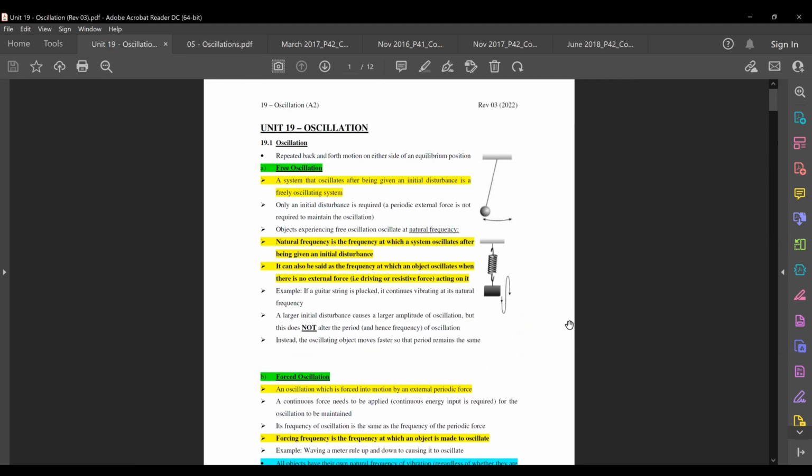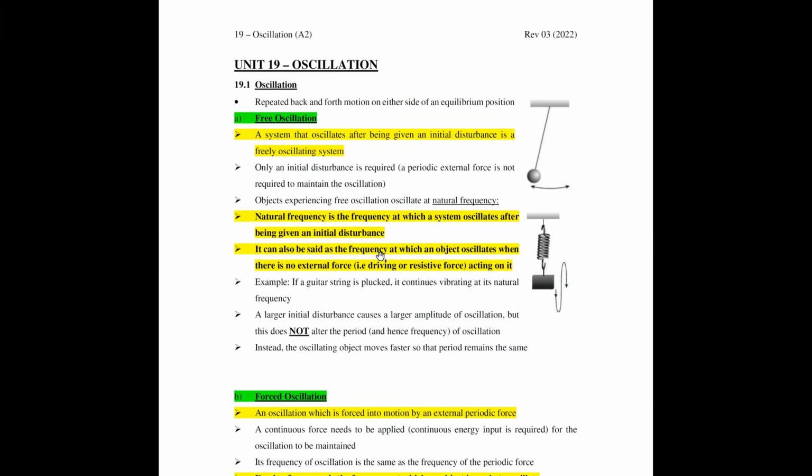Okay, now earlier in the first lesson, I mentioned to you that when you're talking about oscillations, oscillation in its simplest form is just repeated back and forth motion on either side of an equilibrium position.